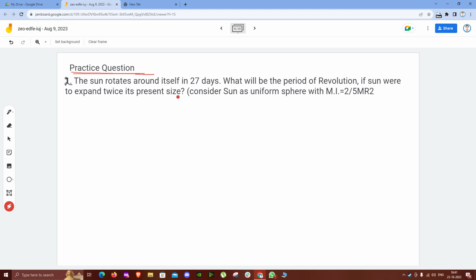The radius now has become twice. You can consider the sun as a uniform sphere, and it's not a hollow sphere, so it's a solid sphere. So 2 by 5 mr square will be its moment of inertia. I would like you to try this question just like the question that we did earlier.